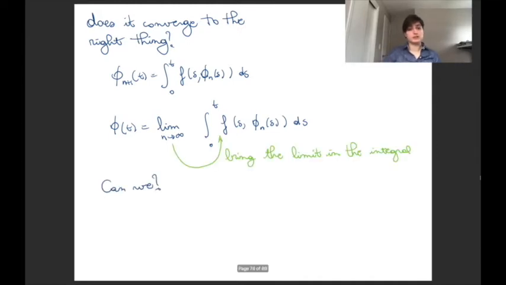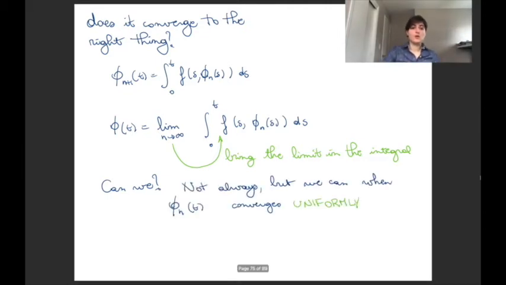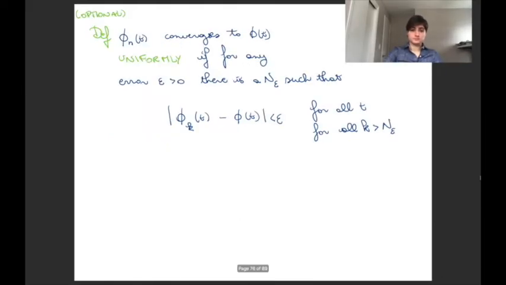We would like to get the limit inside the integral. Is it possible? Can we do that? We cannot always do this, but we can do it when we know that phi n converges uniformly to phi. The brief version of this slide is that phi n converges uniformly to phi. You don't have to worry about it, but this slide is here to explain what it means to converge uniformly.